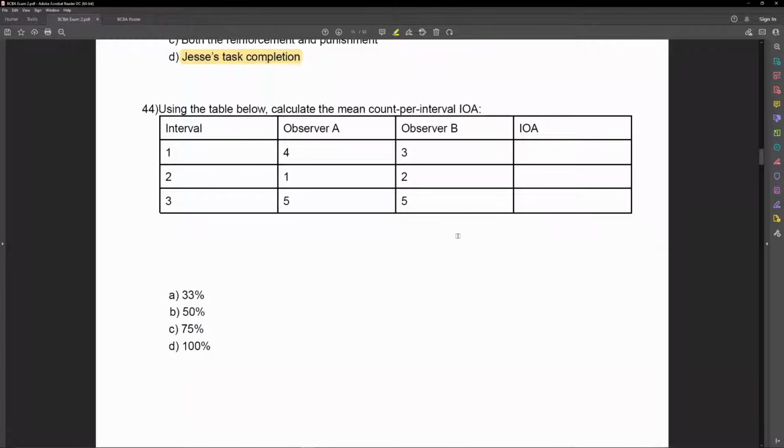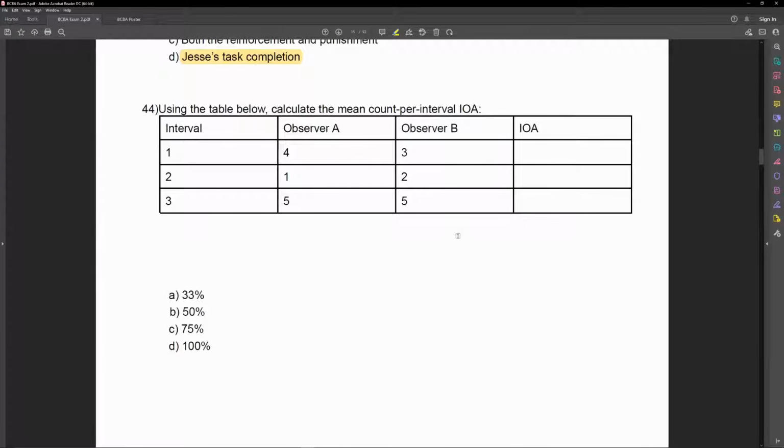44. Using the table below, calculate the mean count per interval IOA. Inter-observer question. Don't panic about IOA. You might see one, maybe two IOA questions on the exam. I'd be surprised if you saw any more than that. And really, typically, it's just simple calculations.